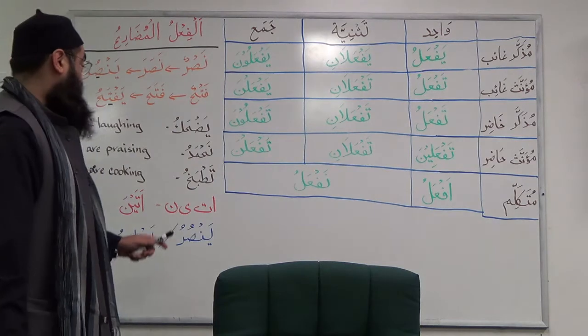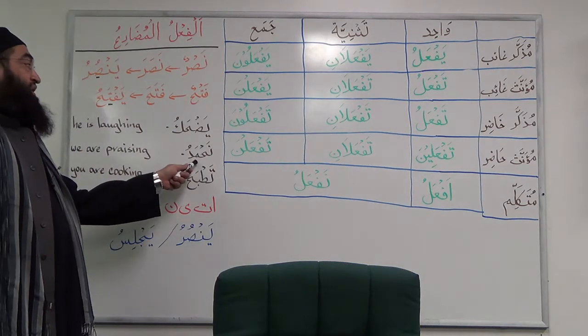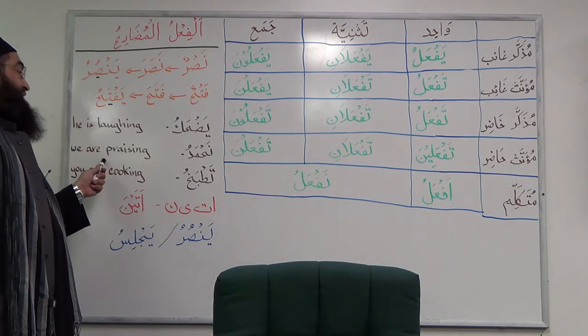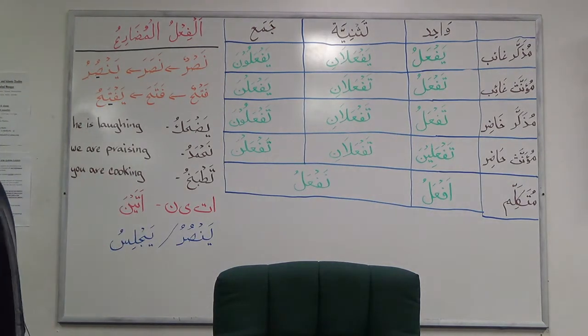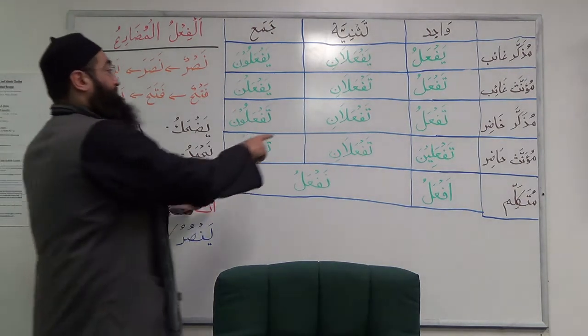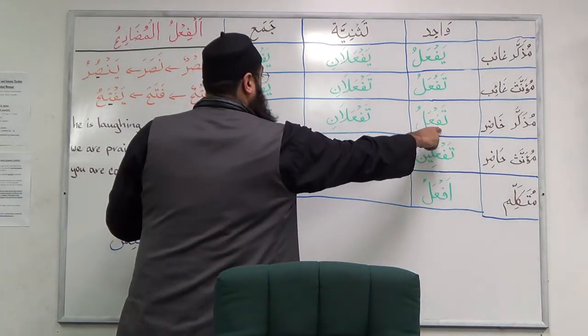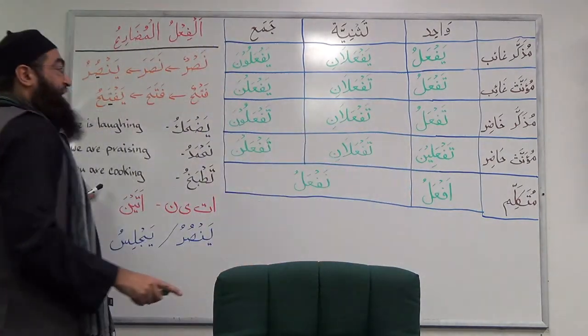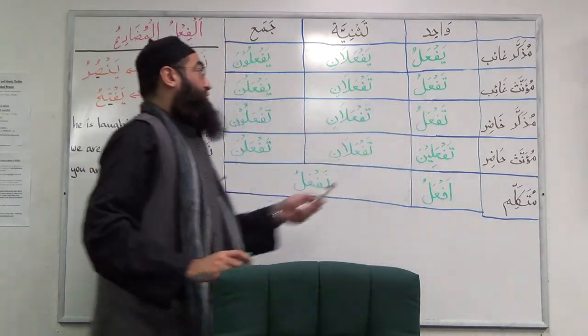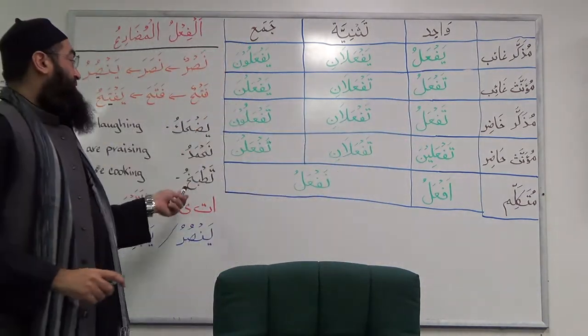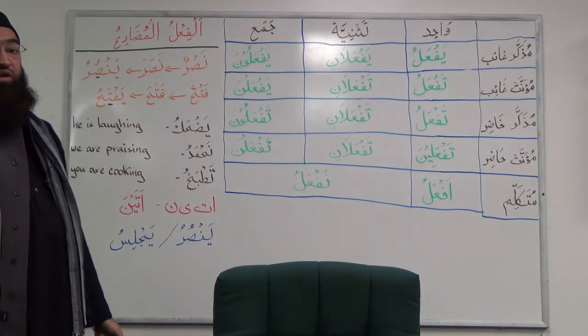So now this makes sense. Nahmadu, we are all praising. Nahmadullah, we are all praising Allah. Tatbahu, it could either be you, one man, are cooking, or taf'alu, same wazn as that one, tatbahu, that one lady is cooking.